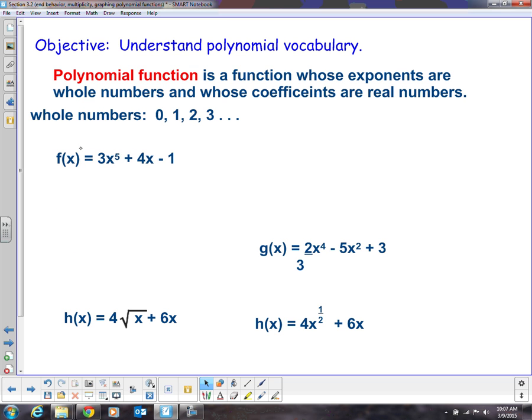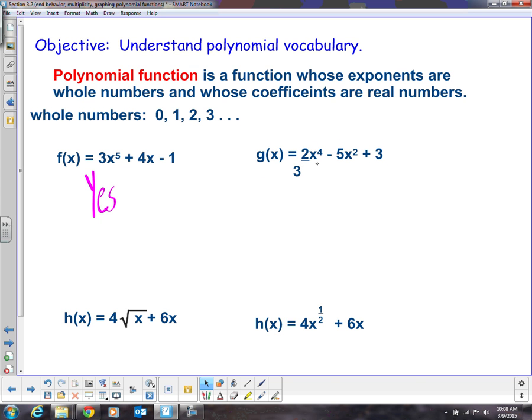So my question here: is that a polynomial, yes or no? The exponents are 5 and 1, and the coefficients are real numbers. This is a polynomial. Is this a polynomial? That 3 is supposed to be under the 2. The exponents are whole numbers, and 2/3 is a real number, so this also is yes. Is this a polynomial?